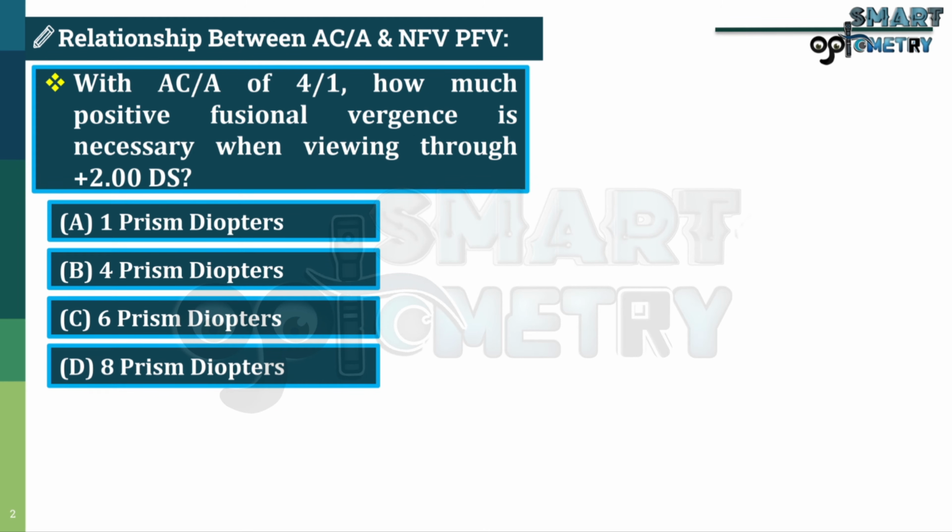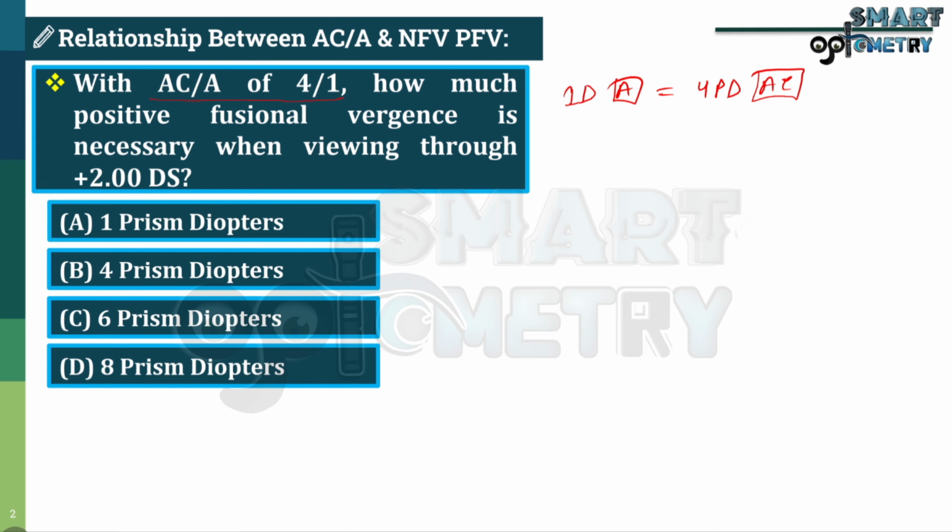Now first, let's understand the question. Here the patient's AC/A ratio is 4:1. What does it mean? It means if you stimulate or relax one diopter of accommodation, it will stimulate or relax 4 prism diopters of accommodative convergence.